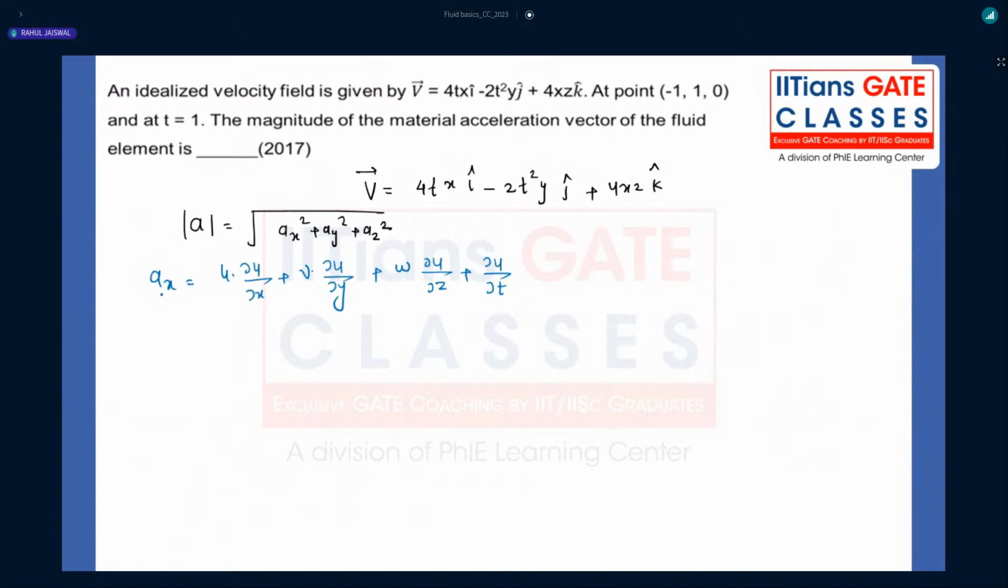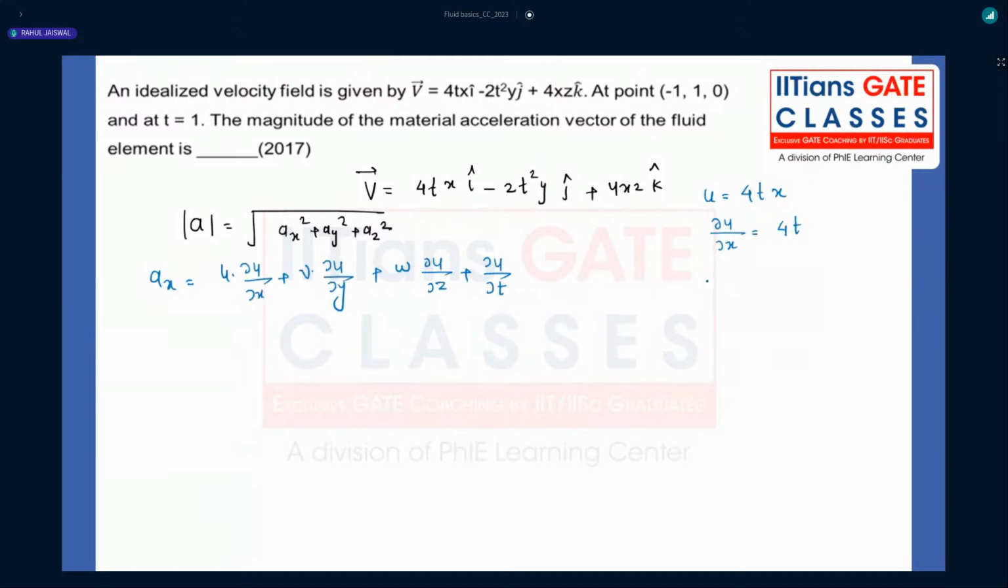Now, how to calculate dou u by dou x? In this one, this is the u component. So what is u? The u component of velocity is 4tx. What is dou u by dou x? When you do partial differentiation of a variable which is a function of more than one variable, you keep the other variables fixed and differentiate with respect to one variable. Dou u by dou x means 4t, because dou x by dou x will be 1, right?